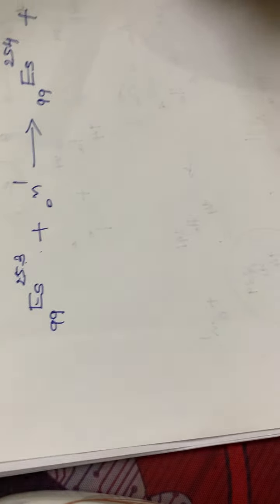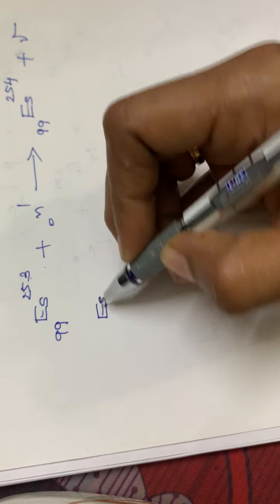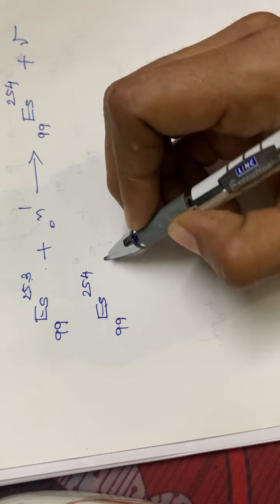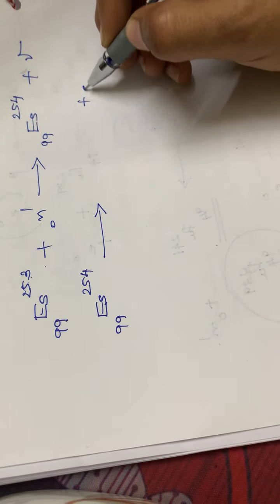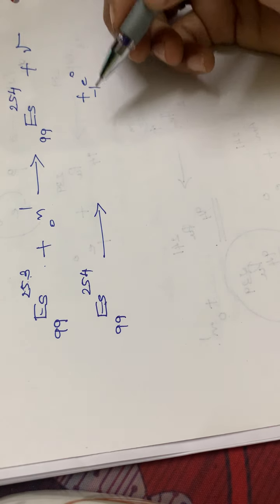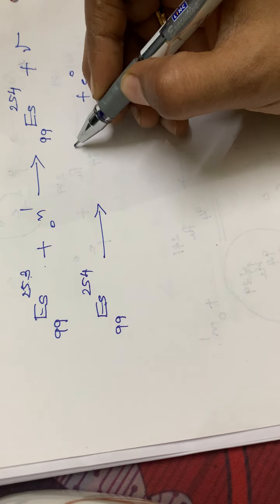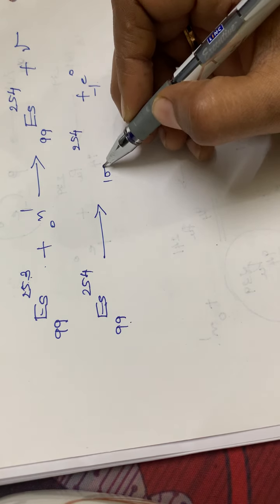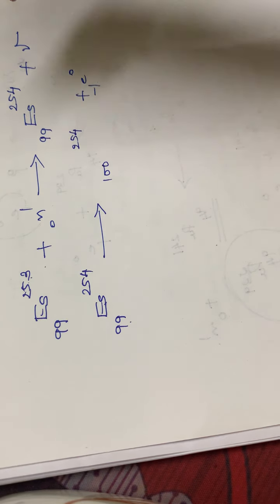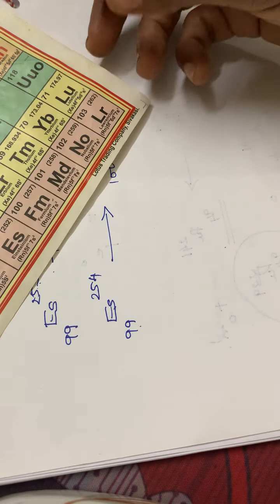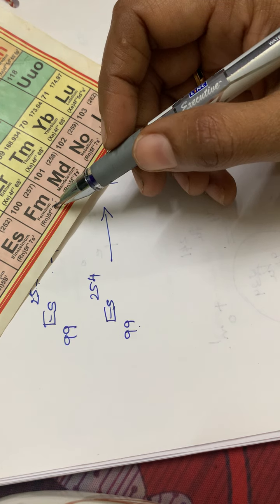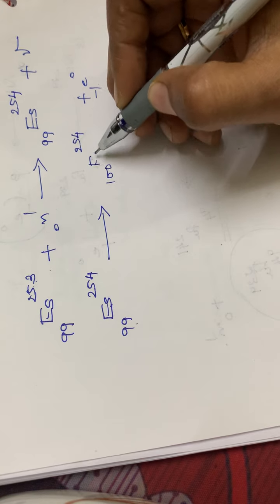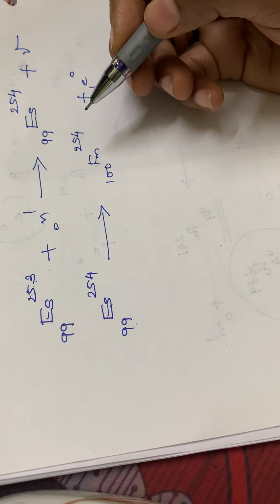Then again, this einsteinium 254 emits a beta particle, e 0 minus 1. So the resulting nucleus has the same mass number 254, and the atomic number, 99 plus 1, becomes 100. The element with atomic number 100 is fermium. So here we will have fermium, Fm 100, 254.